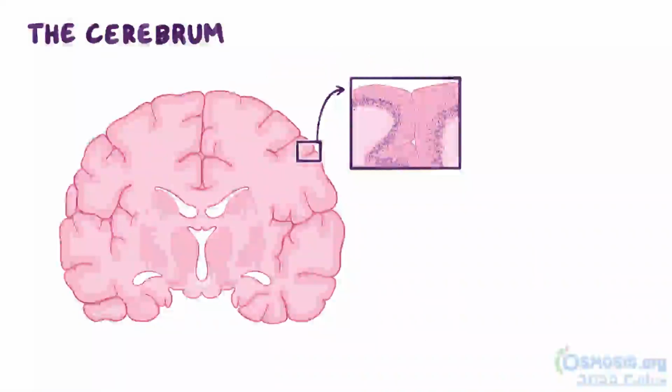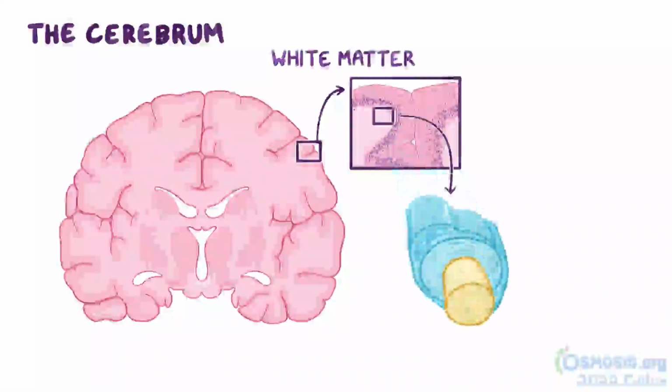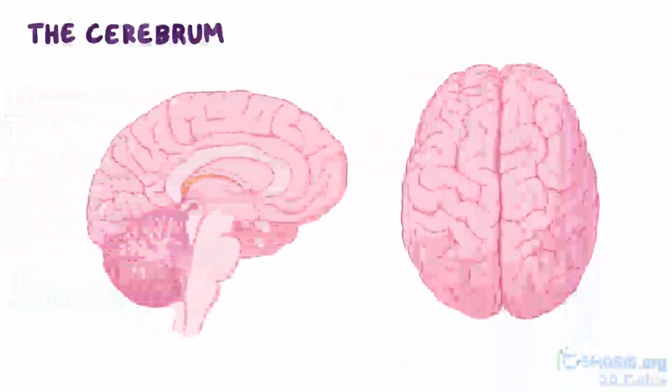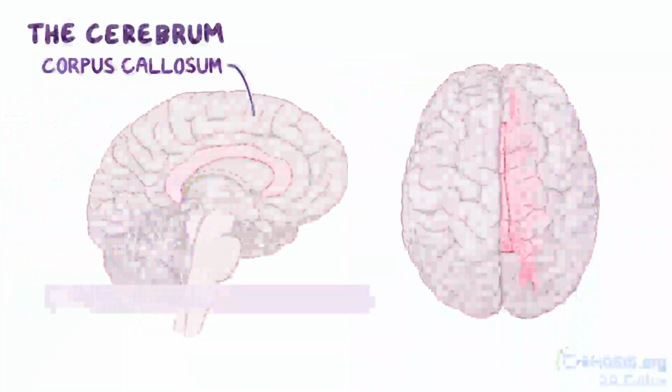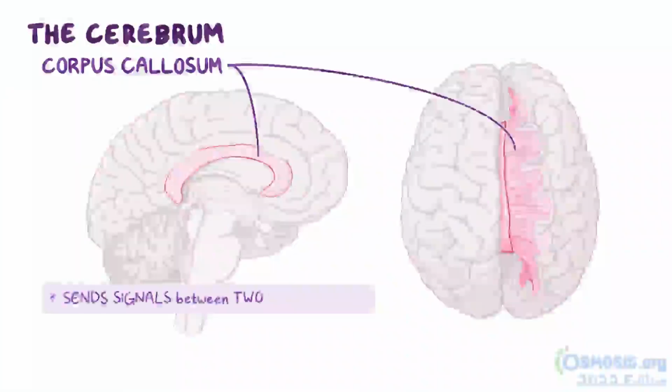Deep to the gray matter is the subcortical white matter, which is made up of myelinated axons connected to the nuclei of the gray matter. White matter gets its name because the myelination of the axons gives this area a white appearance on gross inspection. The largest white matter tract is the corpus callosum, which sends signals between the two cerebral hemispheres, essentially connecting them together.